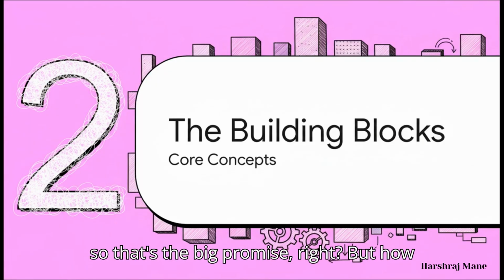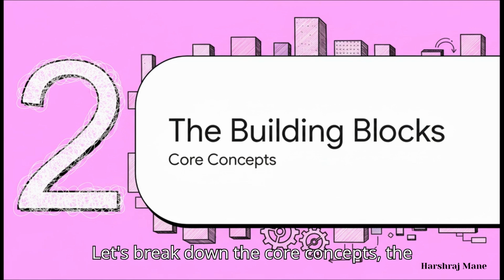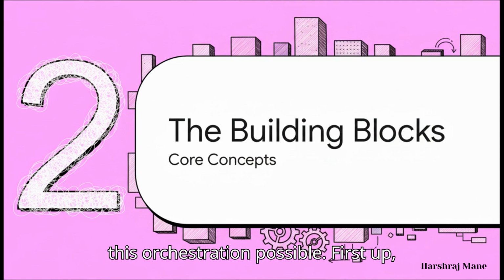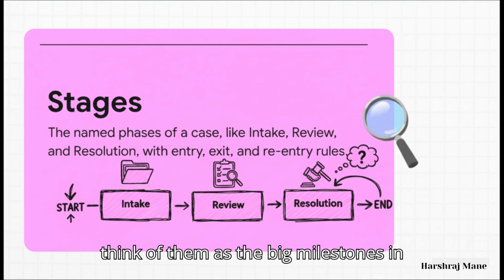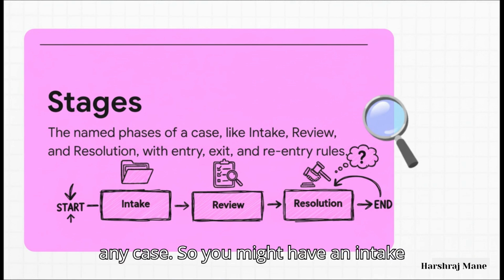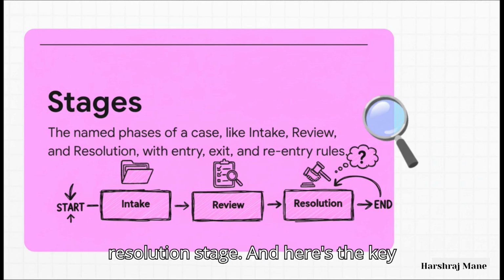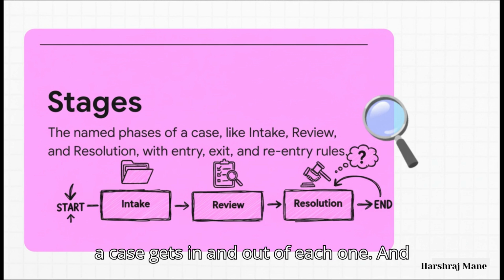Okay, so that's the big promise, right? But how does it actually work under the hood? Let's break down the core concepts, the actual building blocks that make all of this orchestration possible. First up, you have what are called stages. Just think of them as the big milestones in any case. So you might have an intake stage, then a review stage, and finally a resolution stage. And here's the key part. You get to define the rules for how a case gets in and out of each one.